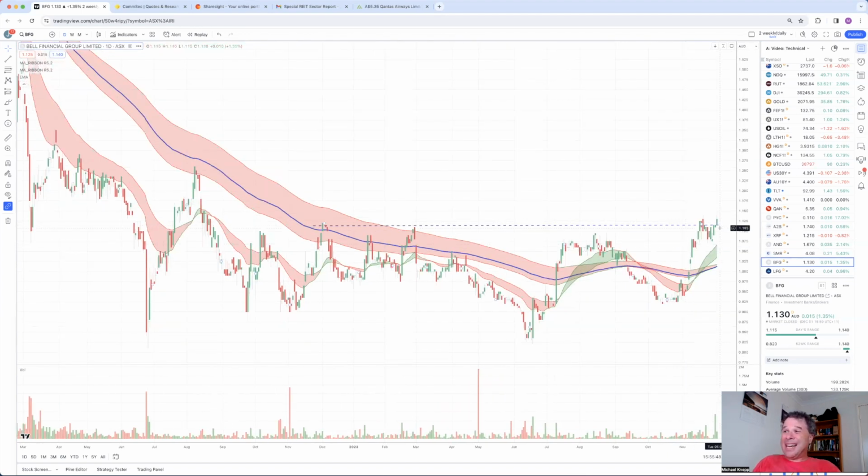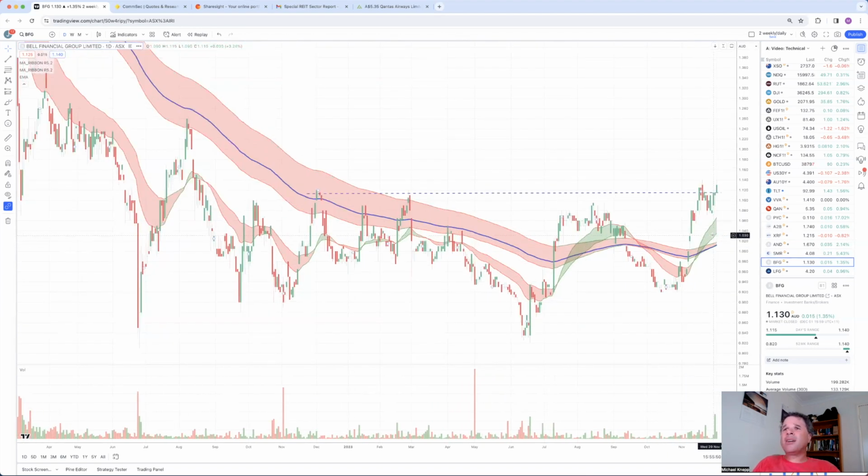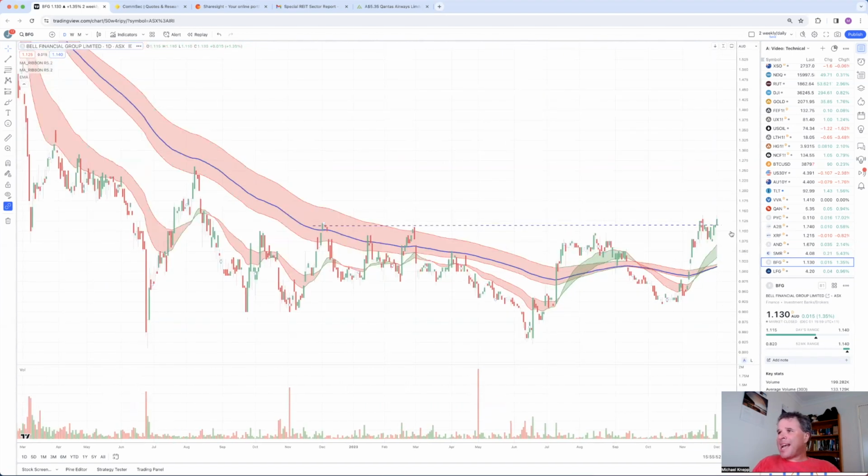And the chart is starting to look more interesting, possible breakout for Bell Financial. In fact, the share price at $1.13 is the highest the share price has been since August of last year. So we're at a 1-year high for Bell Financial Group.